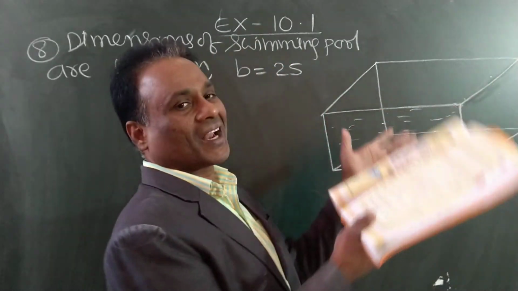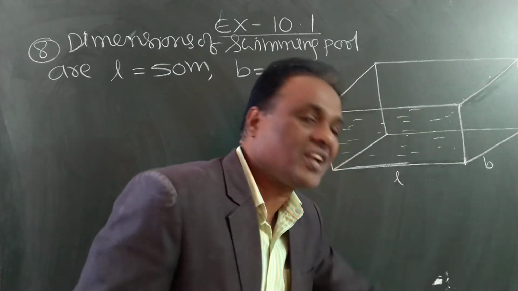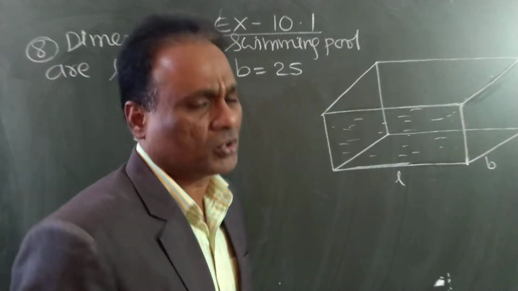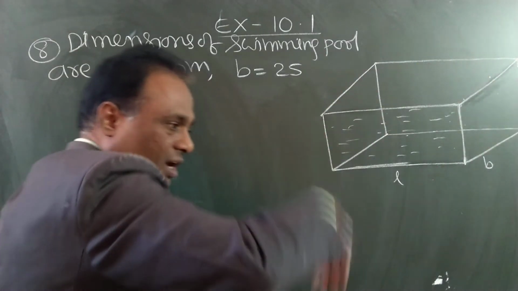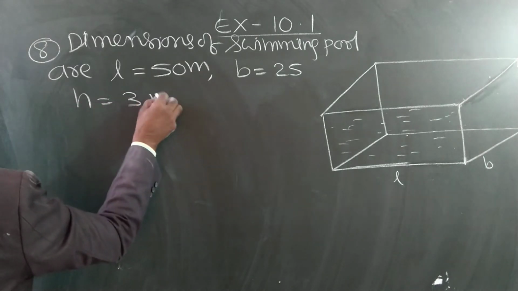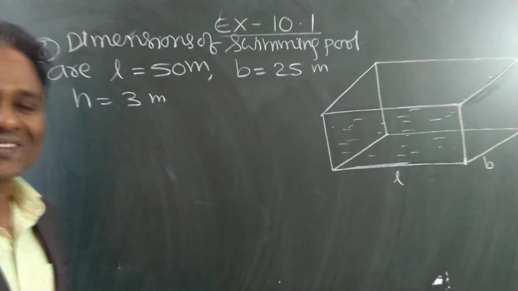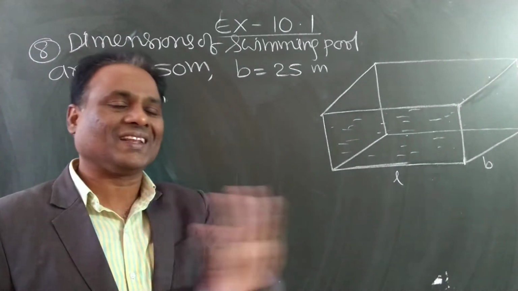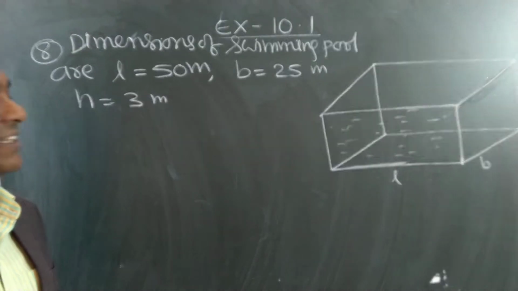If it is above the ground, we call it as a height. If it is below the ground, we call it as a depth. So what is this depth of the swimming pool? How much depth it is? 3 meters. That's all. Length is given, breadth is given, height is given. All three are given. Complete information is given.